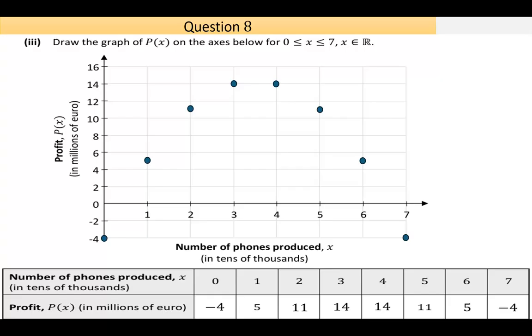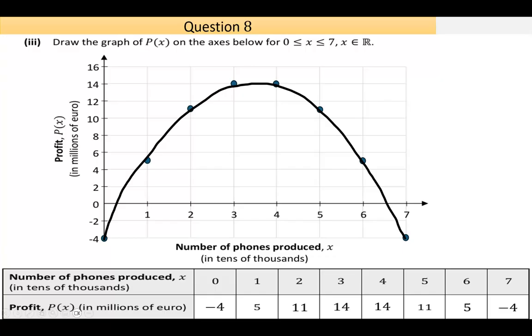Now, I keep saying y, even though the question hasn't mentioned y, but something to always note about function notation and graphing is that this P of x is y. We just are using function notation, so that can be a bit more confusing.